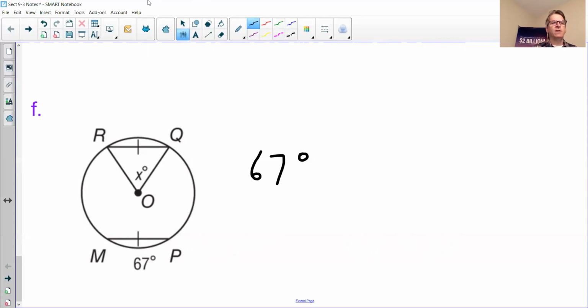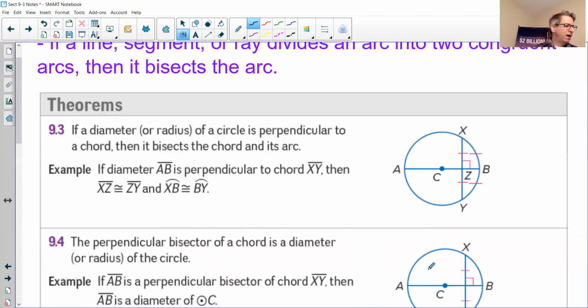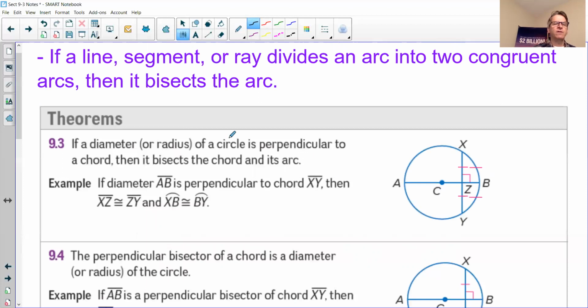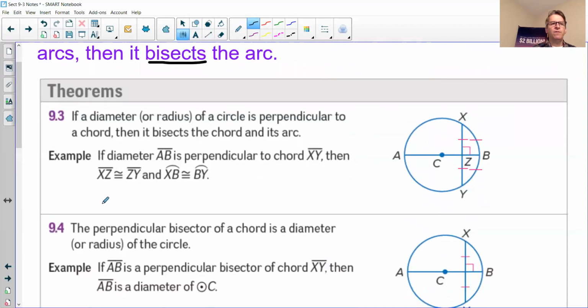The rest of the lesson is a little bit harder. Let's go on to this next theorem. If a line, a segment, or a ray divides an arc into two congruent arcs, then it bisects the arc. You can see a little illustration on circle C here. So we have two theorems here. Keep a lookout for this first one.